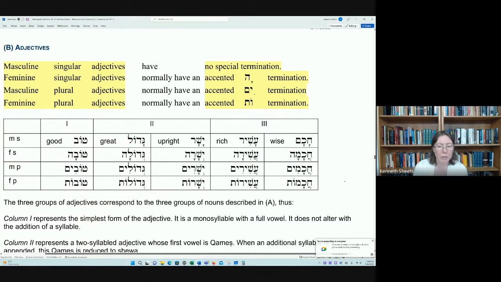over here to this particular example. Again, this is coming from the textbook that we use in our Hebrew classes, which is Jacob Weingreen's Grammar of Classical Hebrew. Masculine singular adjectives have no special termination. It's just the three letters of the triliteral root. Feminine singular adjectives will normally have the a ending. Masculine plural adjectives will normally have the eem ending, and feminine plural adjectives will normally have the oath ending.